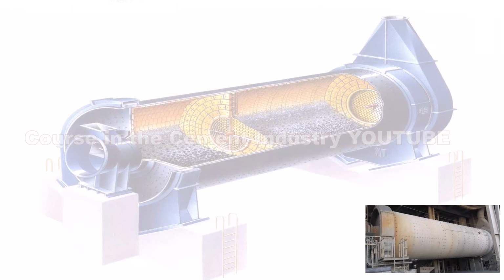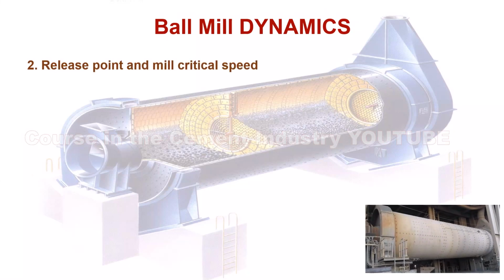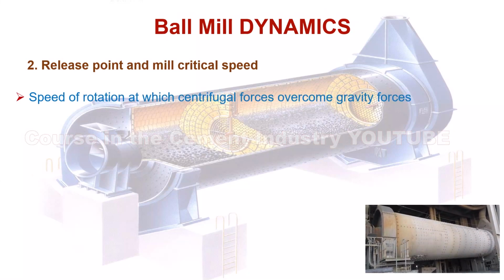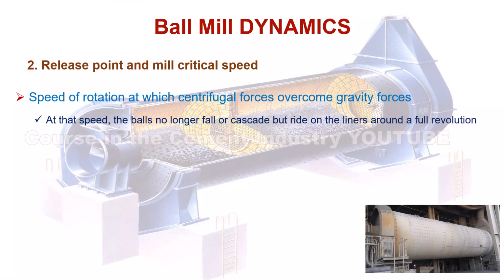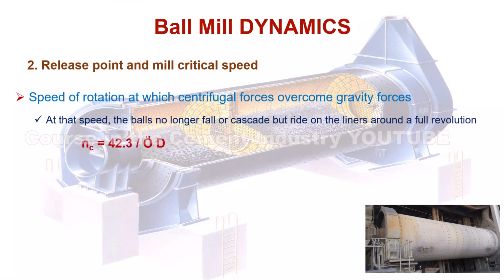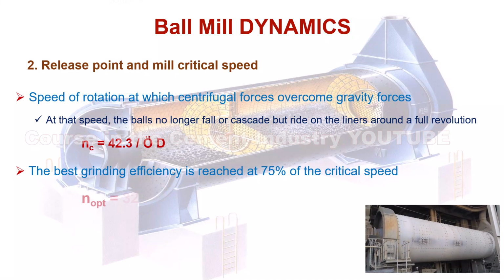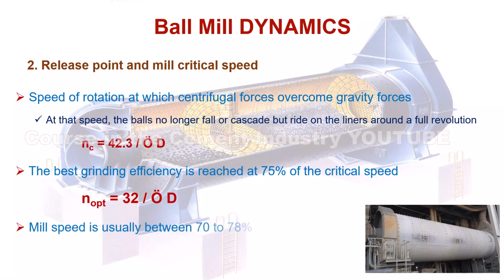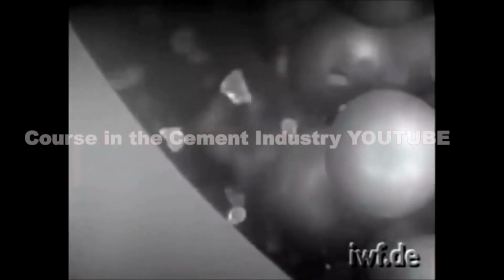We follow together. Ball mill dynamics. 2. Release point and mill critical speed. 1. Critical speed is the speed of rotation at which centrifugal forces overcome gravity forces. At that speed, the balls no longer fall or cascade but ride on the liners around a full revolution. N equals 2. The best grinding efficiency is reached at 75% of the critical speed. N equals 3. Mill speed is usually between 70 to 78% of NC. See this animation about ball mill critical speed.